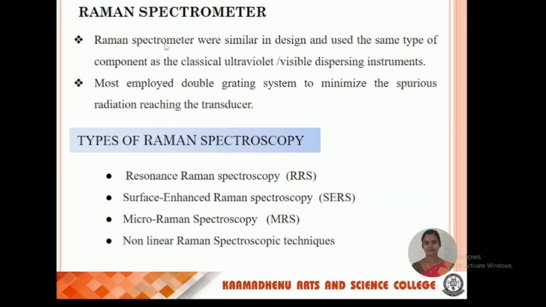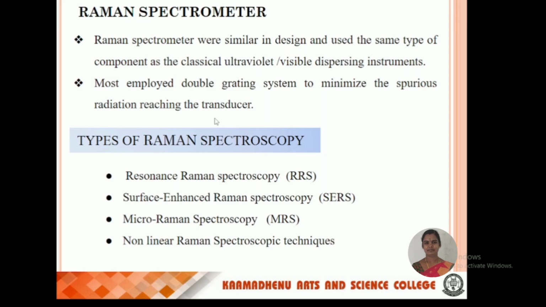Then Raman spectrometer. Raman spectrometers are similar in design and use the same type of components as the classical ultraviolet or visible dispersing instruments. Most employ a double scattering system to minimize the spurious radiation reaching the transducer.